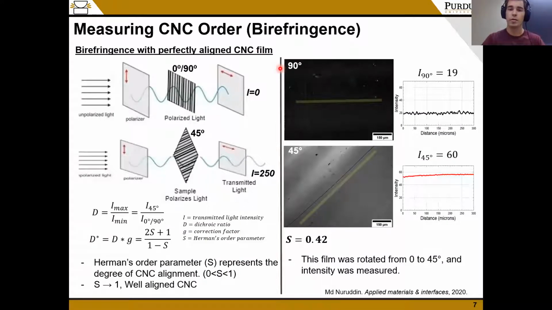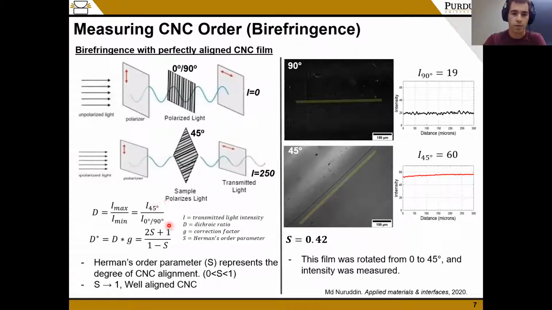How we measure order is via birefringence. So we take two perpendicular polarizers. No light's going to want to come through. Something cool about CNC thin films is that they polarize light. So if we orient the CNC thin film parallel to either one of these polarizers, no light's going to want to come through. However, if we rotate it 45 degrees, a small chunk of that original light is going to make it all the way through the final polarizer.